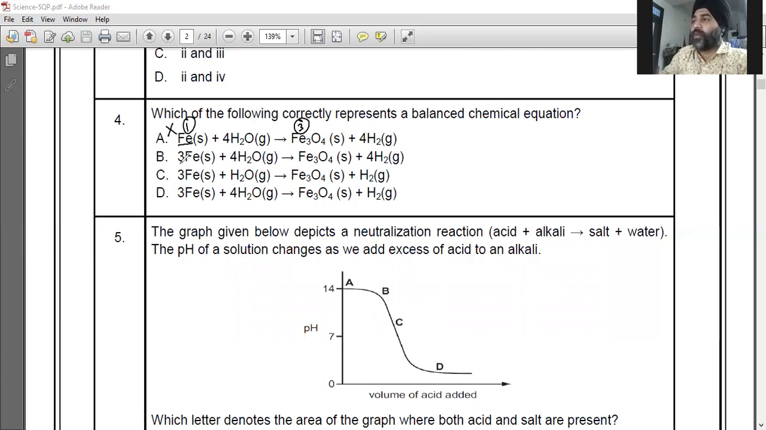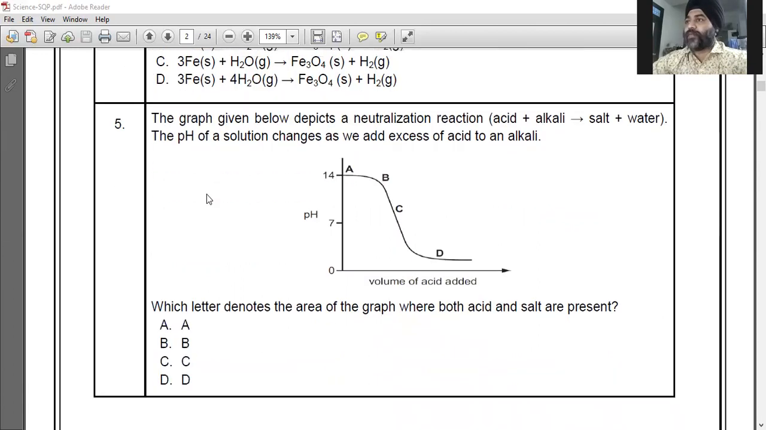Now if you go for option B, 3 Fe, and here also the number of iron atoms, or Fe, is 3. Now 4 H2O, so the number of hydrogen atoms will be 8. Toward this side also 8. And here the number of oxygen atoms is 4 and here also 4. So this means this reaction is balanced. So no need to check the rest. So the correct option is B. Okay. So in this way, we can find out the correct answer.